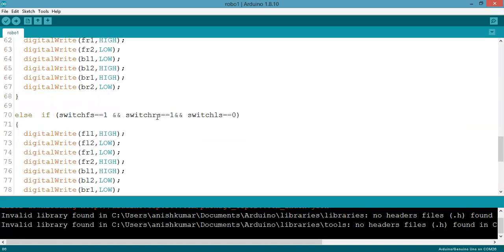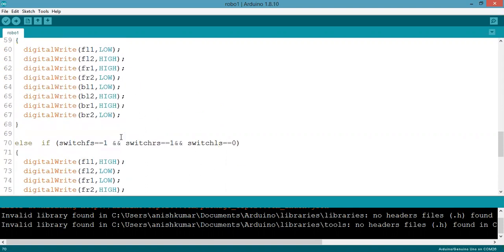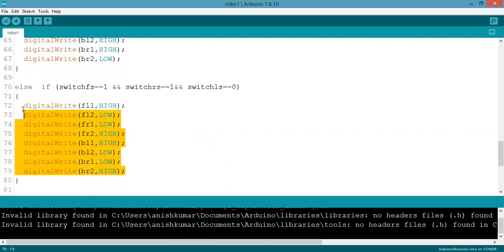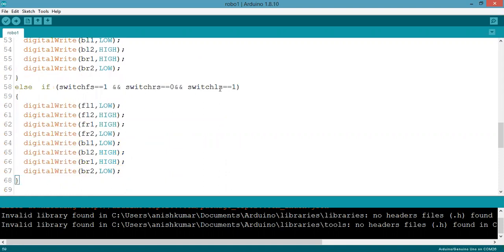If you see this condition, left sensor value is 0, right side there is an obstacle, front side obstacle is there. So the motor will move to the left side. The left side motor will rotate in the clockwise direction, and the right side motor will rotate in the anti-clockwise direction. For that I have written this condition. Next, here right side sensor value is 0, left and front there is an obstacle. So it will move to the right. This is the condition.